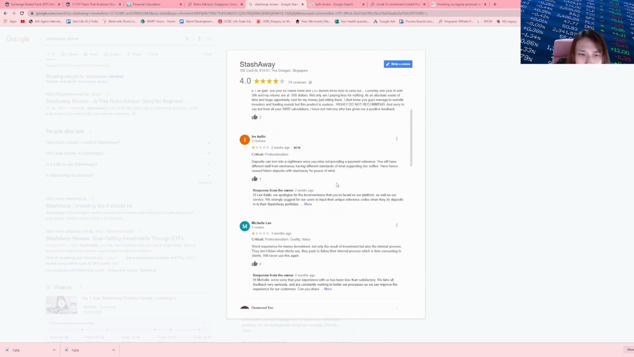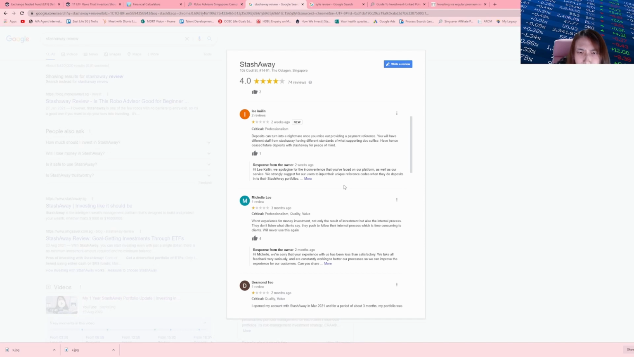Okay, so another person here, Lee Kai Ling, I don't know girl or guy, says that deposits can turn into a nightmare when you miss. So it's some payment problems, like you transfer the money, deposit problems. Yeah, so he says future deposit for peace of mind. Okay.